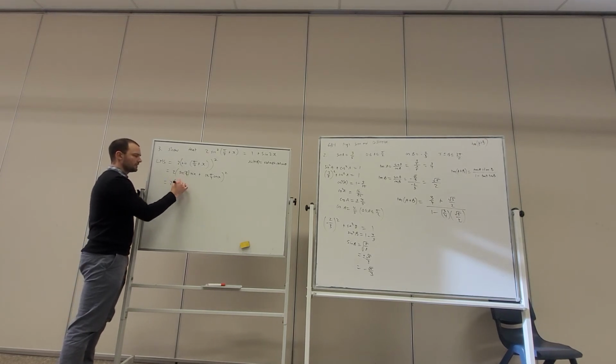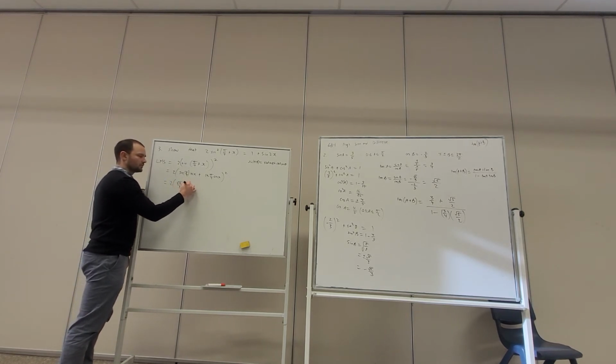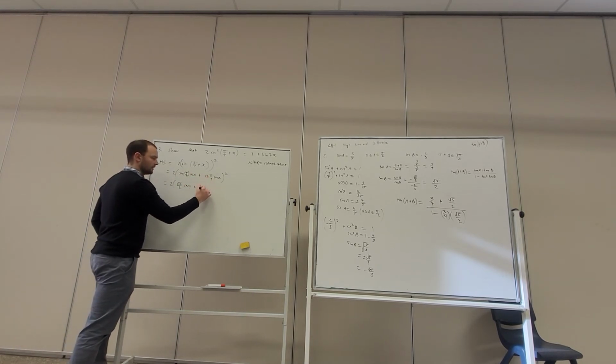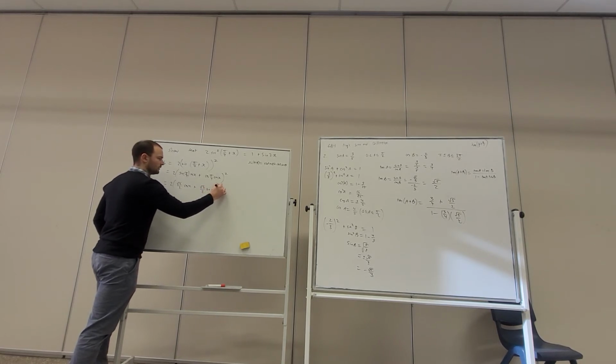Okay, pi on 4, 45 degrees. Both sine and cos have the same value. So we've got root 2 on 2, or 1 on root 2. Cos of pi on 4 is also root 2 on 2.